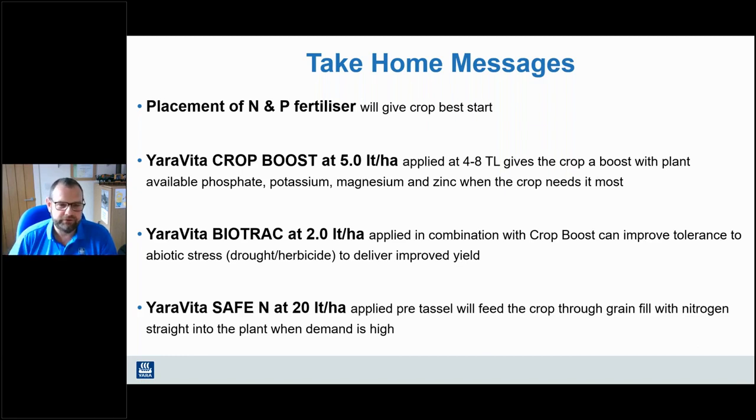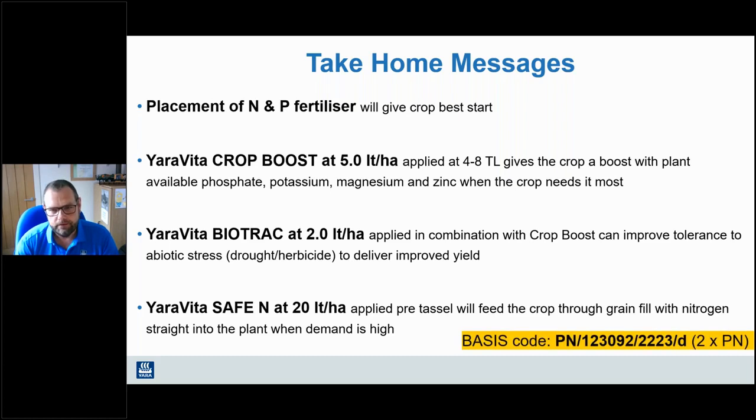Big demand of nitrogen at that pre-tassel stage, so I would go with 20 litres a hectare of YaraVita Safen, pre-tassel as late as you can get through. What will that do? That will feed it through the tasseling stage and keep the 25% of slow release feeding throughout the growing period. That covers everything we've got to say today on maize.